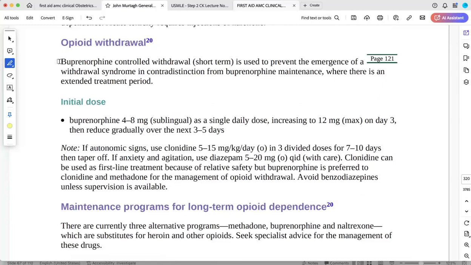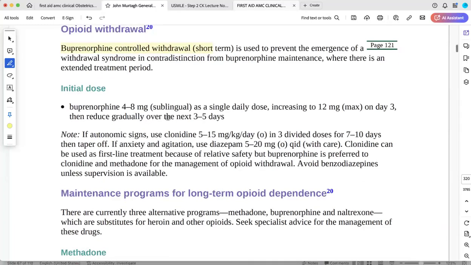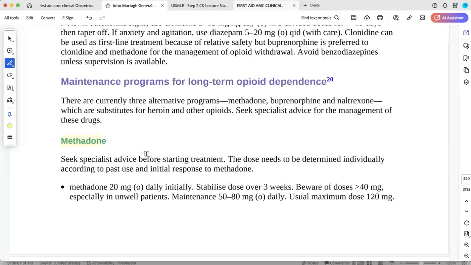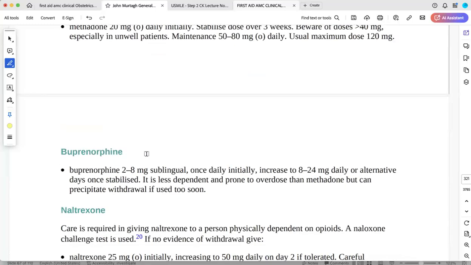One is that we can give buprenorphine, especially if a patient is already having withdrawal symptoms. If a patient has withdrawal symptoms because of opioids, then buprenorphine is the treatment. But as a long-term maintenance treatment for an opioid dependent patient, the best is methadone. The patient will take methadone and gradually should be able to get out of this opioid dependence.